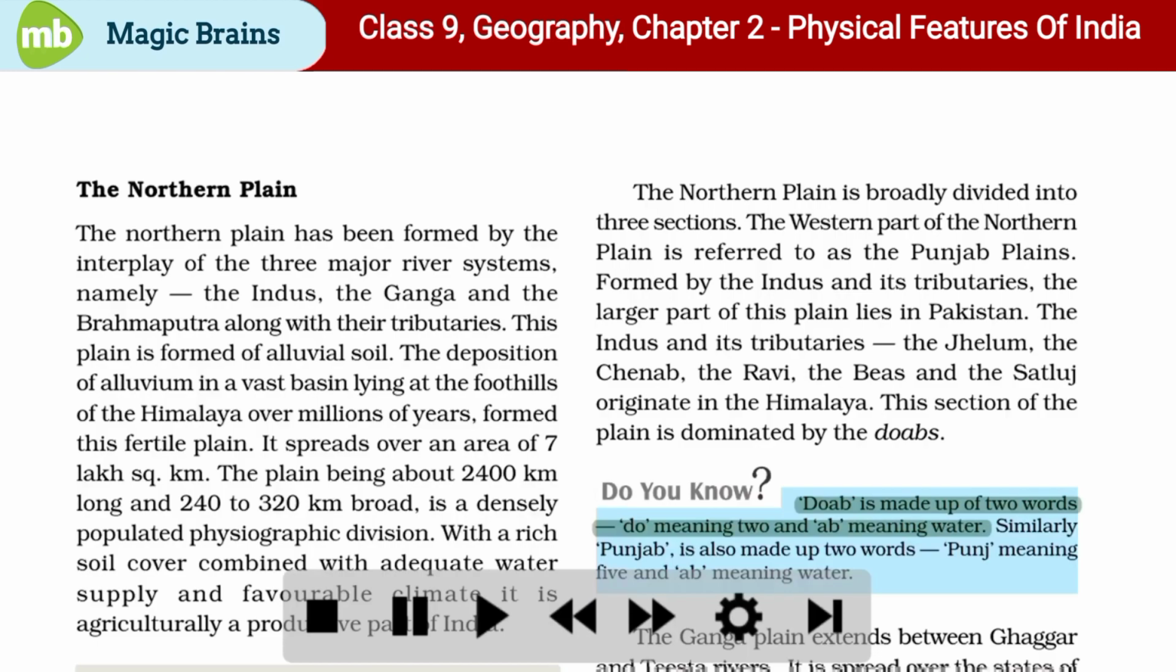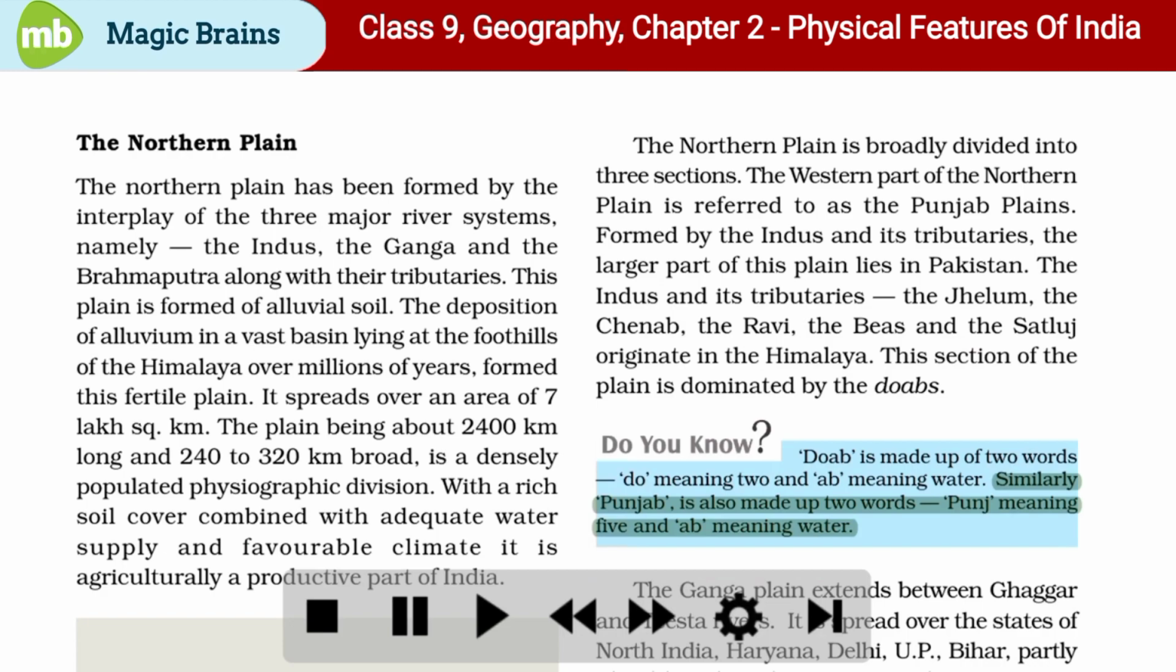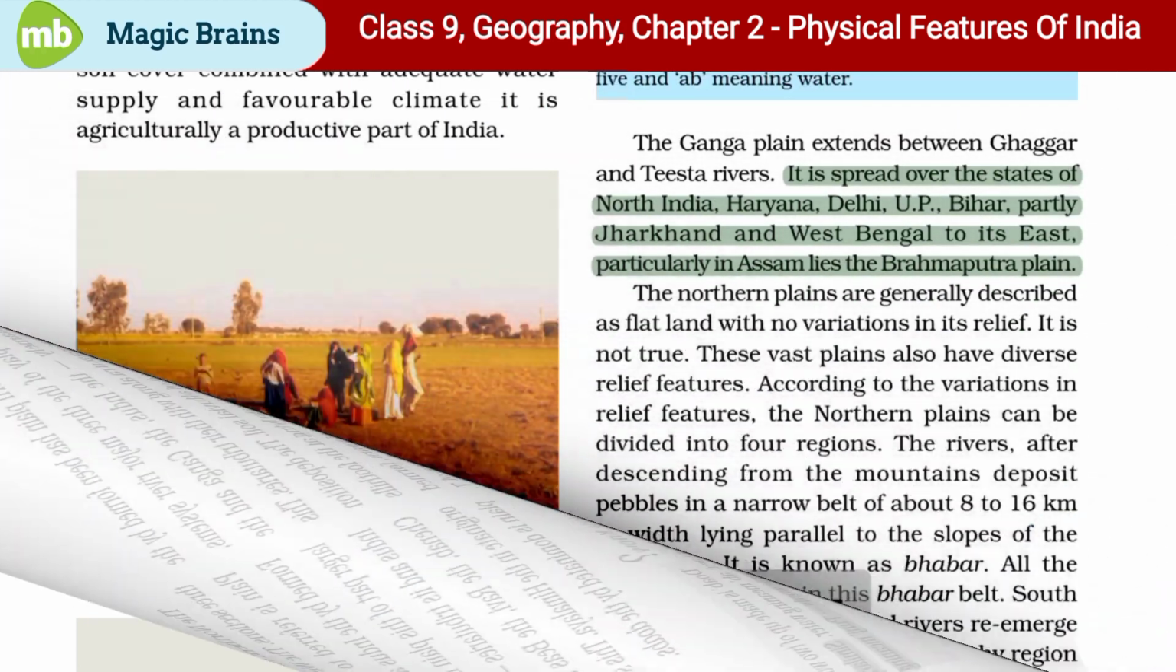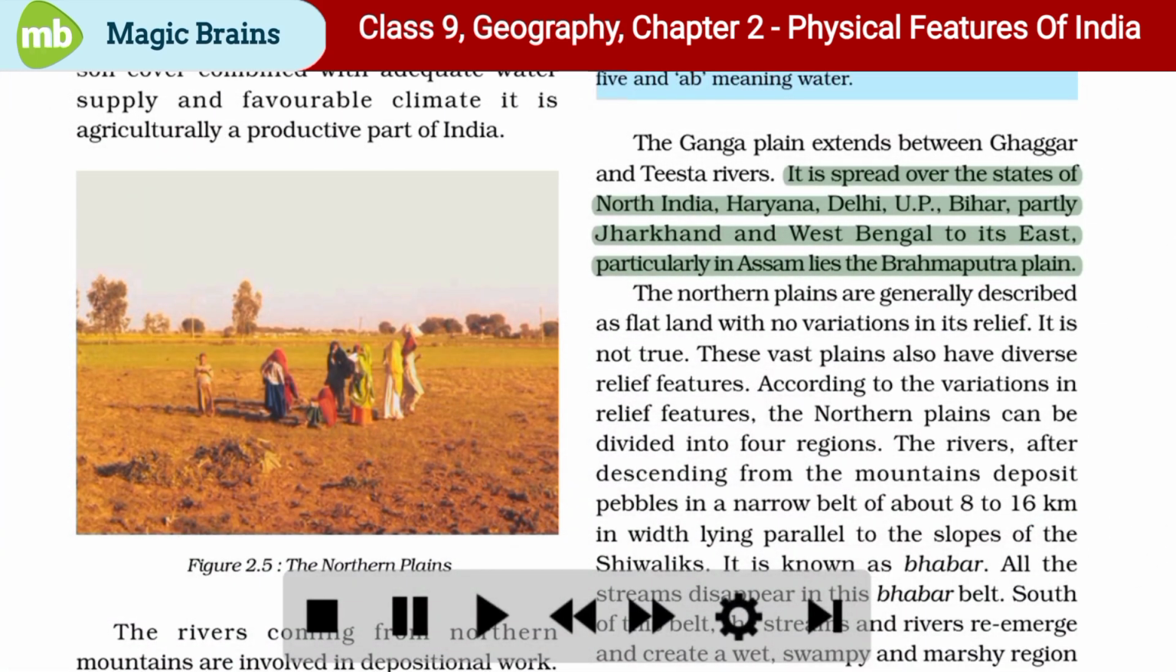From the box, do you know? Doab is made up of 2 words, do meaning two and ab meaning water. Similarly, Punjab is also made of 2 words, Panj meaning 5 and ab meaning water. The Ganga plain extends between the Ghaggar and Tista rivers. It is spread over the states of North India, Haryana, Delhi, Uttar Pradesh, Bihar, partly Jharkhand, and West Bengal to its east. Particularly in Assam lies the Brahmaputra plain.